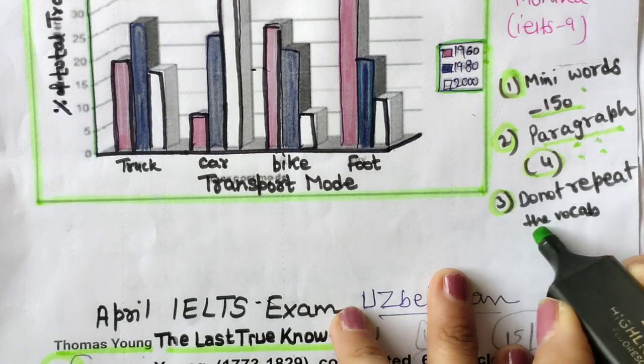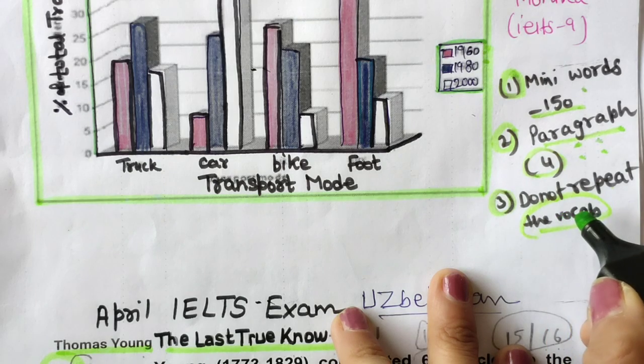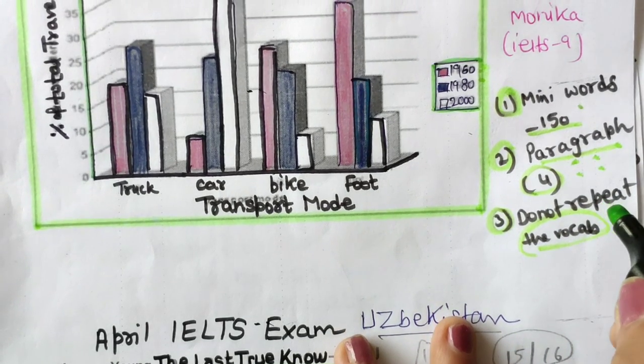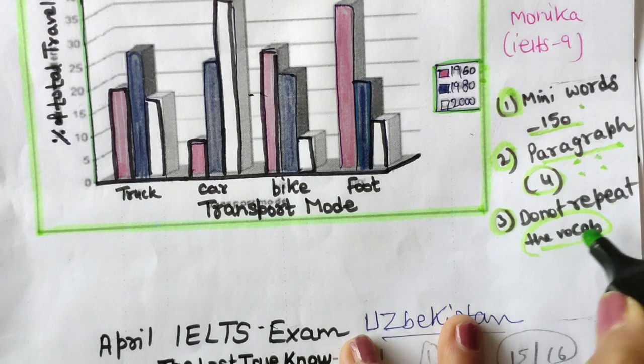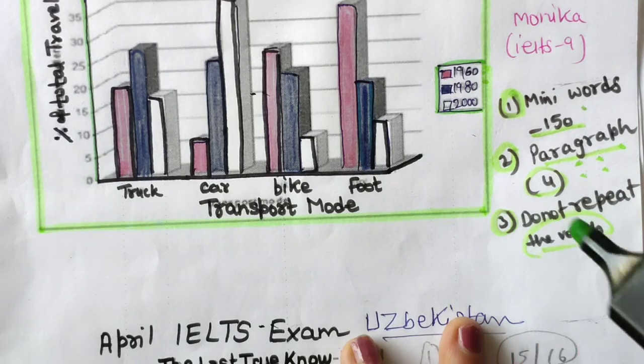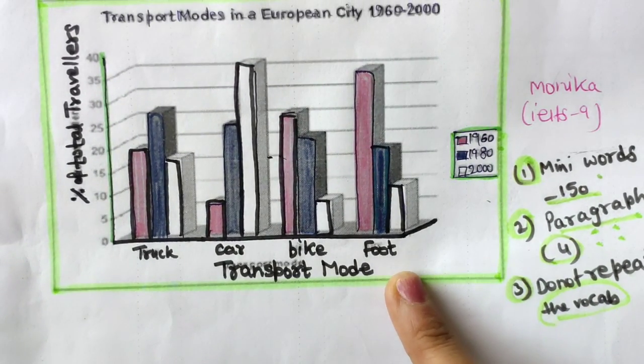And of course this is important, do not repeat the vocabulary in your writing task 1. I'm telling you, this will harm your band scores. If you write different vocabulary for explaining the things, definitely you will get good band scores. Let's write the introduction.